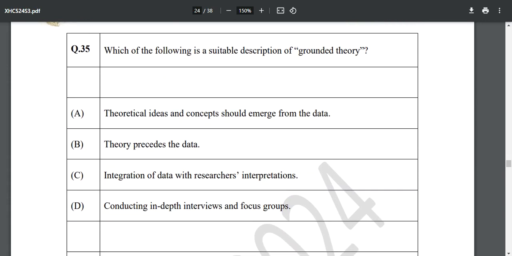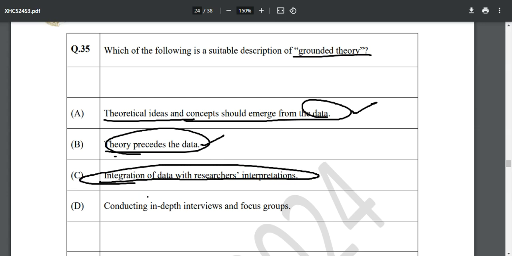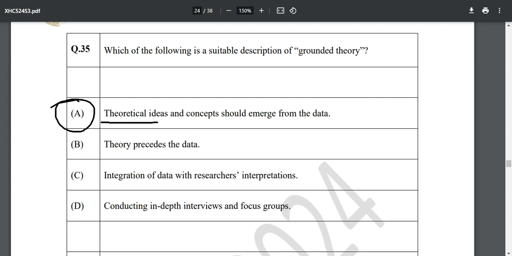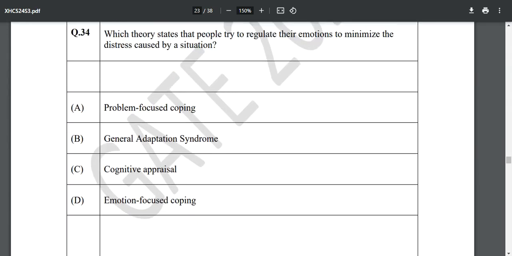Alright, which of the following is a suitable description of grounded theory? So what do we have in grounded theory? Theoretical ideas and concepts should emerge from the data. Yes. Theory precedes the data? How come? Integration of data with researchers' interpretations? No. Conducted in-depth interviews and focus groups? No. The correct answer is option A: theoretical ideas and concepts should emerge from data. That's why we are collecting the data. We are grounded to the data.